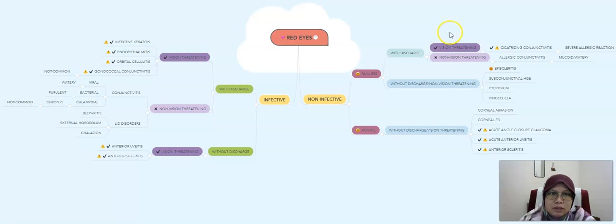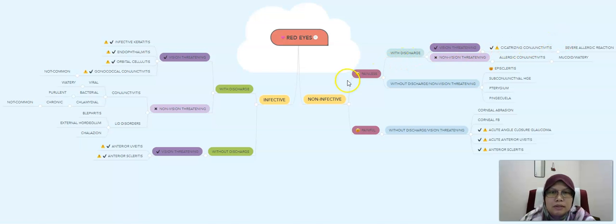All right, how about with discharge, vision threatening? One of the causes is cicatrizing conjunctivitis. This is due to severe allergic reaction, such as in Stevens-Johnson syndrome, toxic epidermal necrolysis. It is uncommon, but you will get called for all these things. If a patient has severe skin allergy, the eye can also be involved because of the mucous membrane. Patients can go blind because of this.